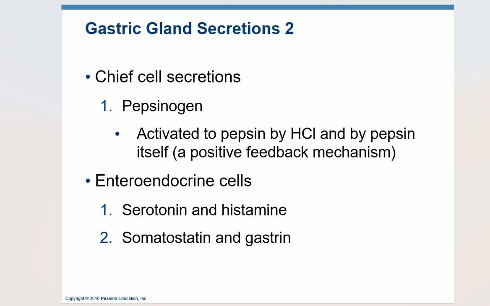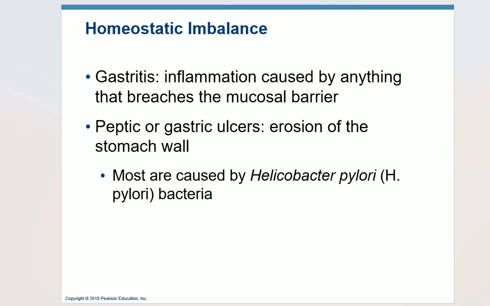And then lastly, enteroendocrine cells. We'll talk about these more in the nutrition chapter detail-wise. For our purposes, we're just going to touch on it and say that they secrete serotonin, histamine, as well as somatostatin and gastrin. But we won't delve into that too much, not until nutrition lecture.